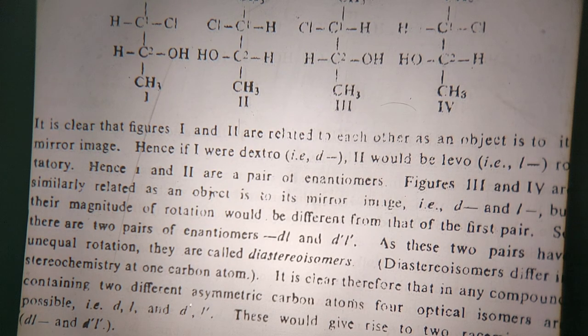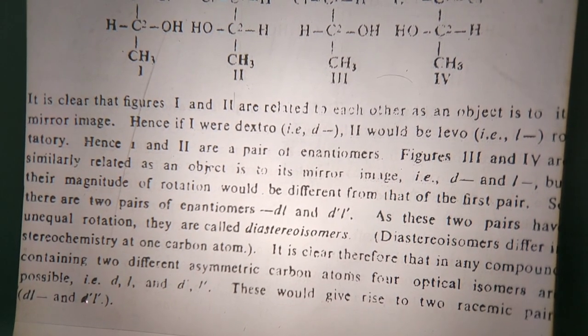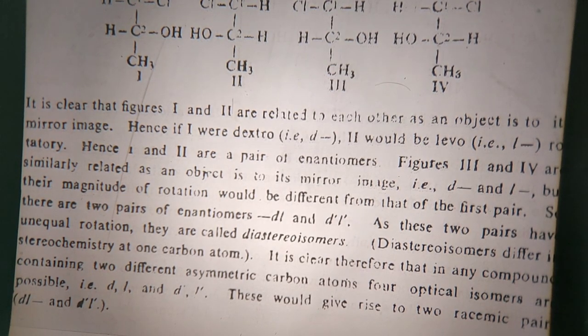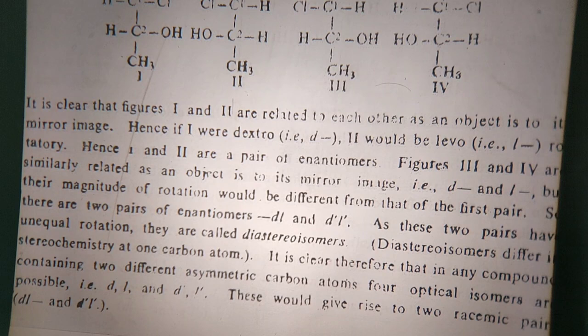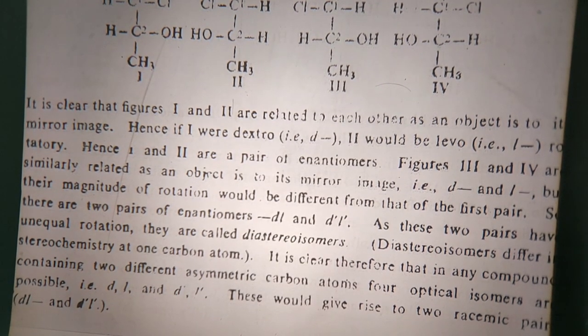These are represented by D dash and L dash. They would give rise to two racemic pairs. This is one racemic pair, this is another racemic pair. Thank you very much. And if you are not able to understand in this way, I am in front of you and you can talk to me telephonically and I can explain these things to you. Thank you very much.